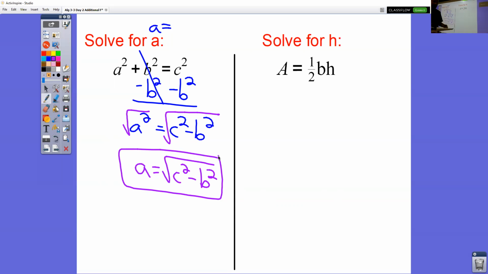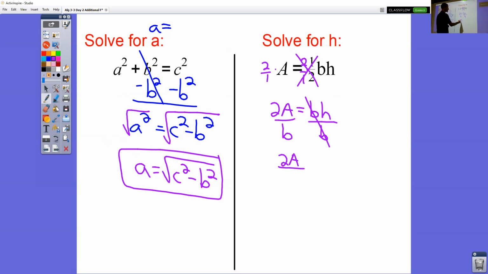Could you multiply by the reciprocal? Yes, you could. If you see that fraction and you want to go times 2 over 1 and times 2 over 1 so that those cancel out, that's a perfectly fine way to do it as well. So then we would have 2a equals bh. Divide by b so that those b's cancel out. So you end up with 2a over b equals h. So that's a fine way to do it.